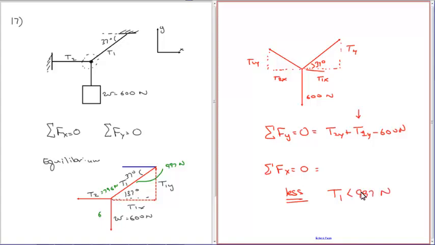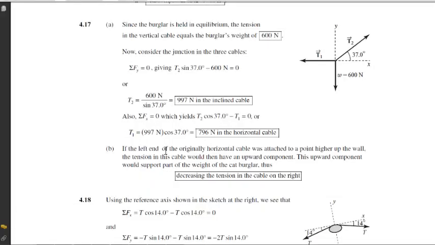So let's just check to see what it says here in the solution manual. I'm going to switch over here so you can see what they say. Hopefully I'm right. So it says, if the left end of the original horizontal cable was attached to a point higher up the wall, the tension in this cable would then have an upward component. So we said this upward component would support part of the weight of the cat vertically, thus decreasing the tension in the cable on the right. So that's exactly what we just said. So we're good.